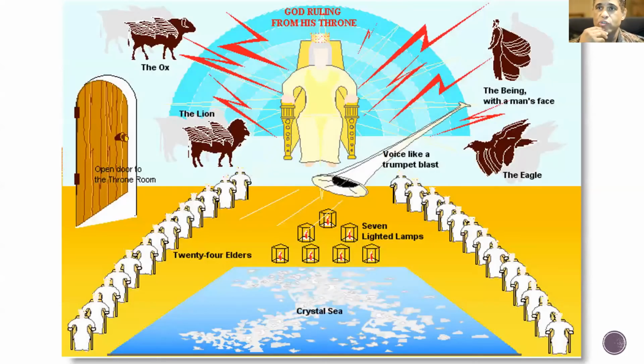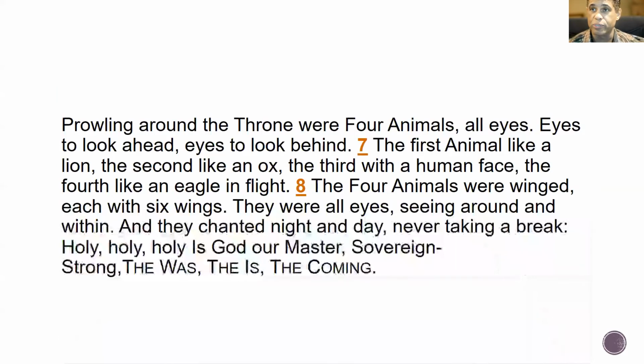So this is a drawing of what they're describing. We've got the 7 lighted lamps, which are the spirits of God, probably also representing the 7 churches, the 24 elders. And then we have, now we're going to talk about the creatures, okay?